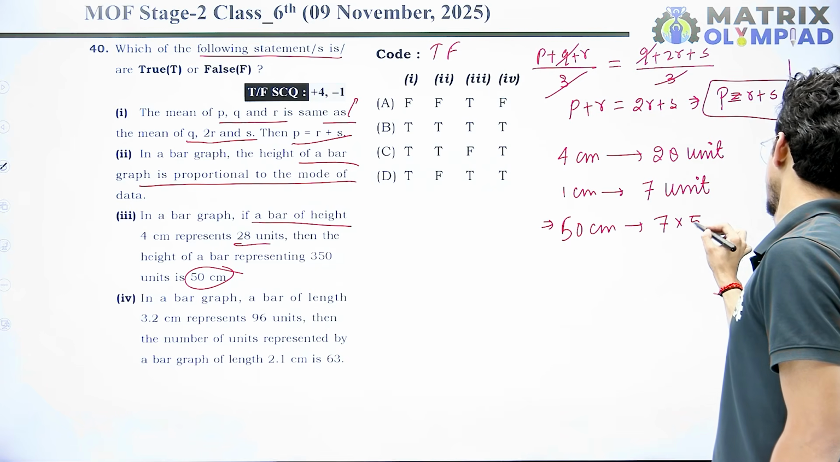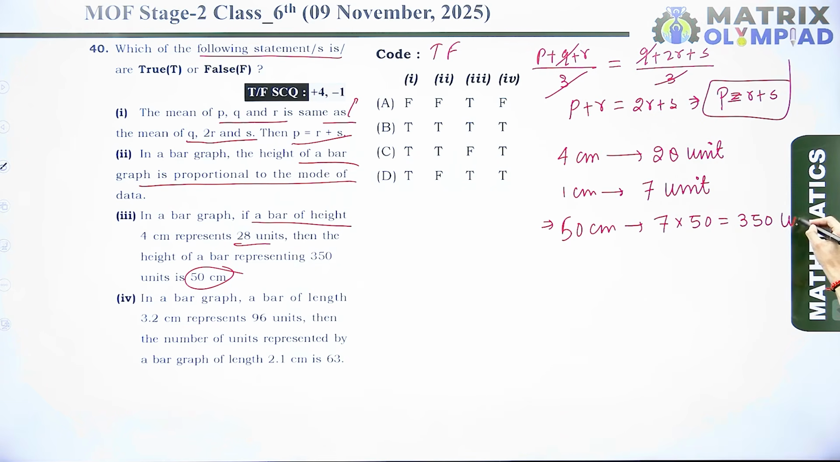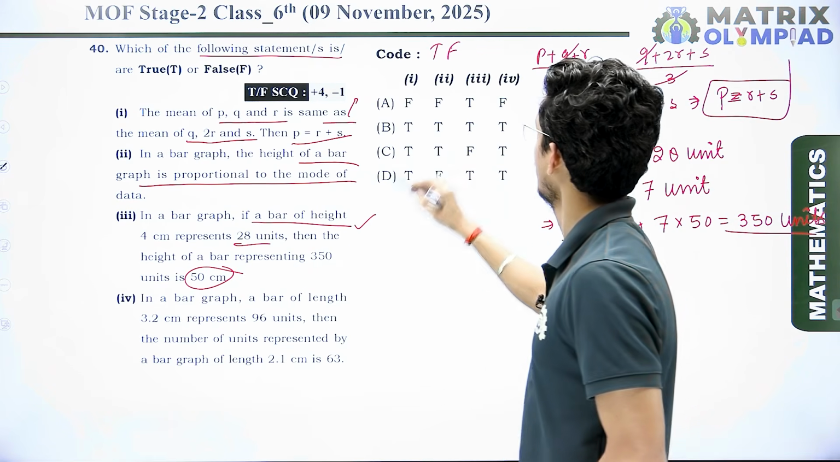7 multiplied by 50, which is equal to 350 units. So this one is true.